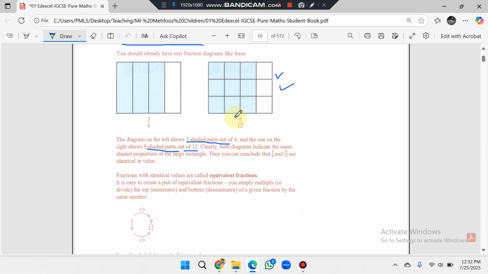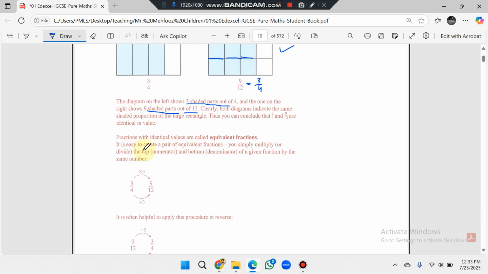How? Because when we divide this fraction by 3, your answer will also be equal to 3 over 4. And also you can see that this one block is divided into a further three blocks, and the other one is also divided into a further three blocks, and the next one is also divided into a further three blocks. So these are just dividing the blocks into sub blocks. Okay, next one is fractions with identical values are called equivalent fractions.